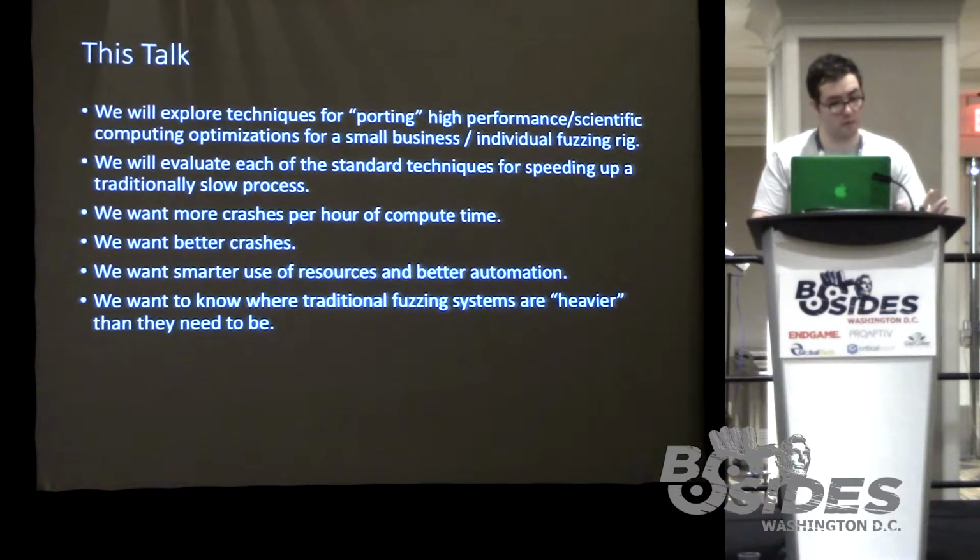So in this talk, we're going to explore techniques for porting high-performance scientific computing optimizations for a small business or individual fuzzing rig. We're going to evaluate each of the standard techniques that people would learn in a scientific computing, accelerated class, and see if they offer any benefit for our purposes whatsoever. And see if we can get more crashes per hour of compute time, and see if we can't get better crashes, and see if we can't have some better optimization which limits the pain of setting this up.